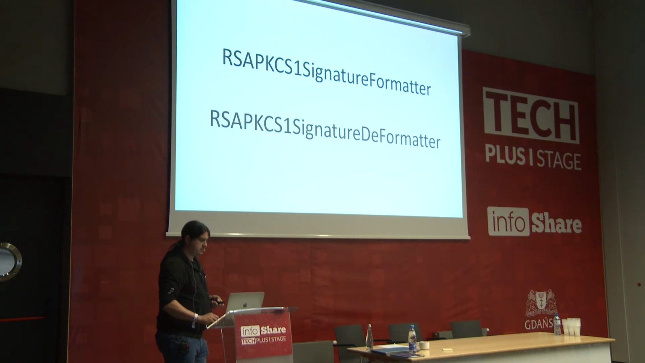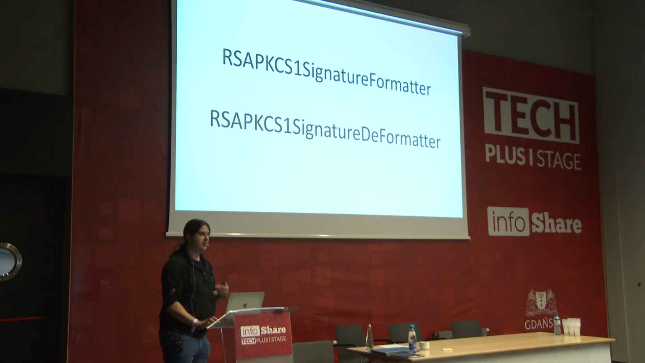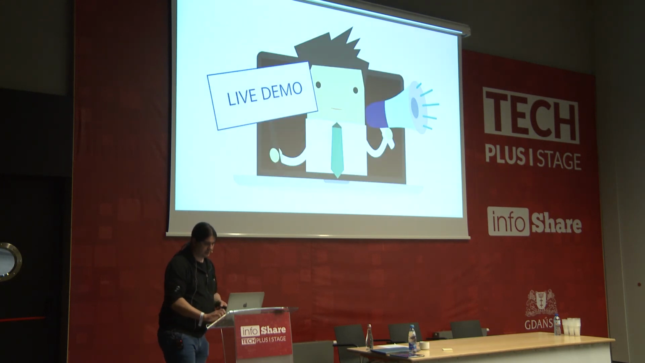Now, if we were going to do this by hand in .NET, we would use classes like this: RSAPKCS1SignatureFormatter and SignatureDeformatter. Like I said, I'd love to meet the person who named these classes, because they're amazing. It's very common that you might just miss these in the documentation, because they've got such arbitrary names that people just tend to skip over them. But luckily, we don't need to use those, because we have digital signature functionality available in the Key Vault, which is what we're going to use. So let's go over to the last demo of the day, or of this talk.